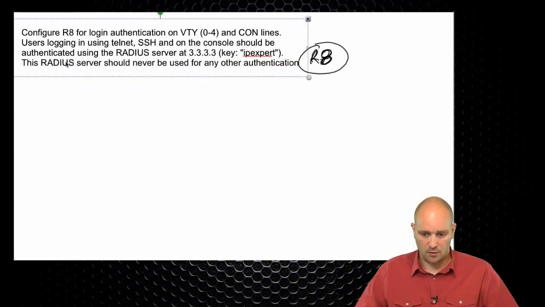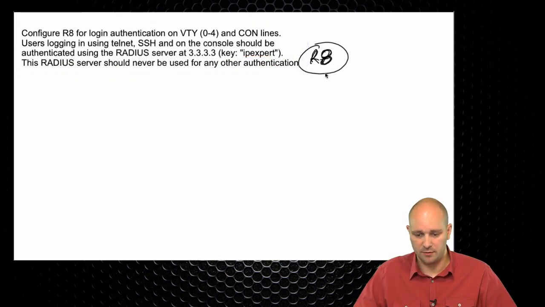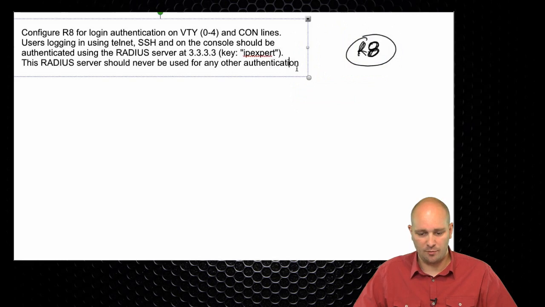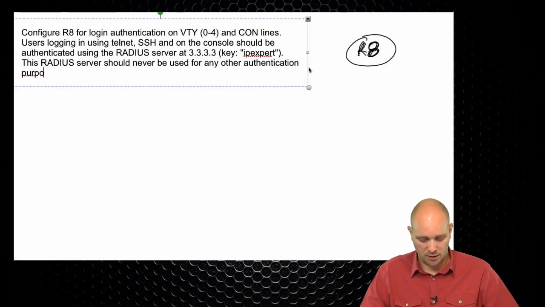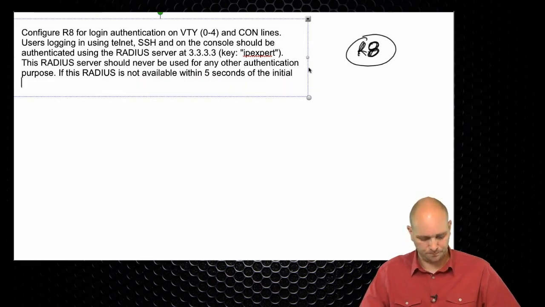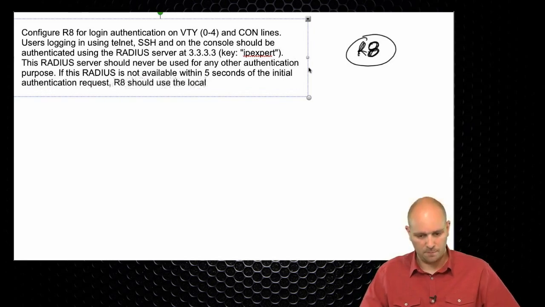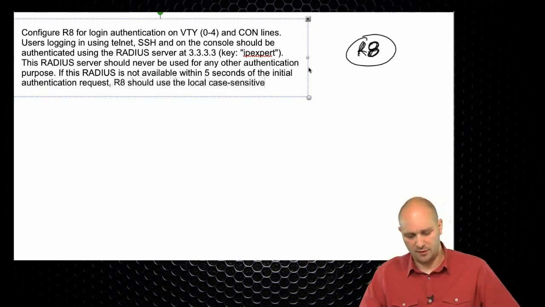authentication purposes. So let me move this around a little bit. Sorry, just want to move this R8 a little bit here. It should never be used for any other authentication purpose. If this radius is not available within 5 seconds of the initial authentication request, R8 should use the local case sensitive database.